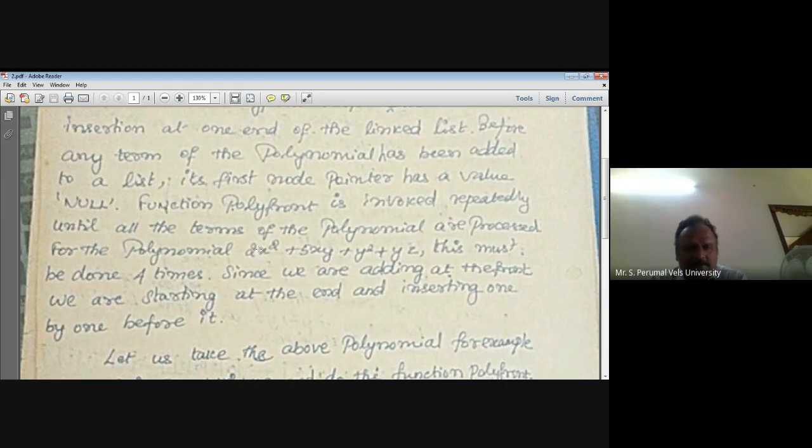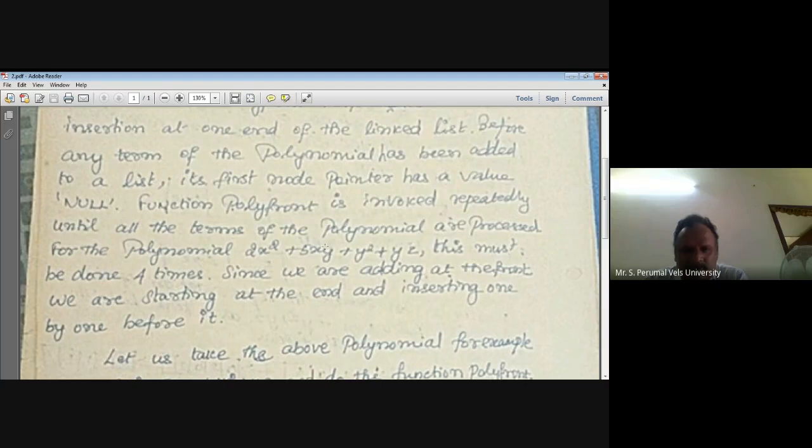So what are the values that are given here? 2x square plus 5xy plus y square plus yz. So 1, 2, 3, 4. 4 terms are given there. So therefore, we have to call the polyfront 4 times. It should be invoked repeatedly, which means we should call the polyfront function 4 times to represent this value.